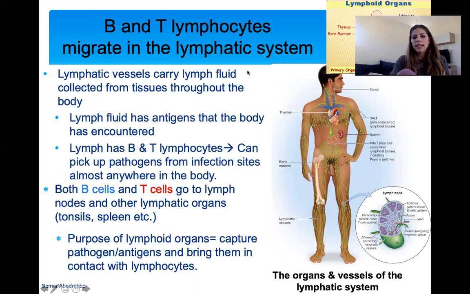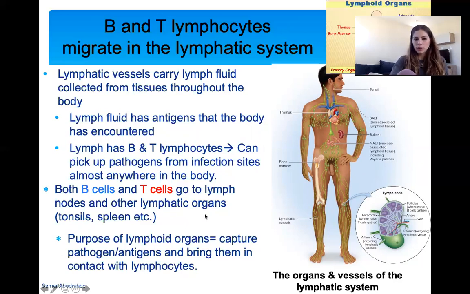And again, lymphatic vessels, so these are these right here, you see them. These are not blood vessels, they're different things. They carry lymph fluid collected from the tissue throughout the body, and then the lymph fluid has potentially antigens or pathogens. We're going to talk about what antigens are in a second. And there we see a lot of B cells and T cells or lymphocytes in general, and they're there waiting to pick up pathogens and protect you against them.